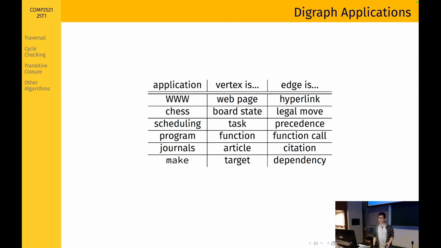Okay, and here were some applications that we talked about in the previous lecture. So there are lots of applications of directed graphs, like the internet, right, where we have web pages for our vertices, and our edges would represent hyperlinks between web pages, and so on. So chess, where the vertices represent board states and the edges represent legal moves.